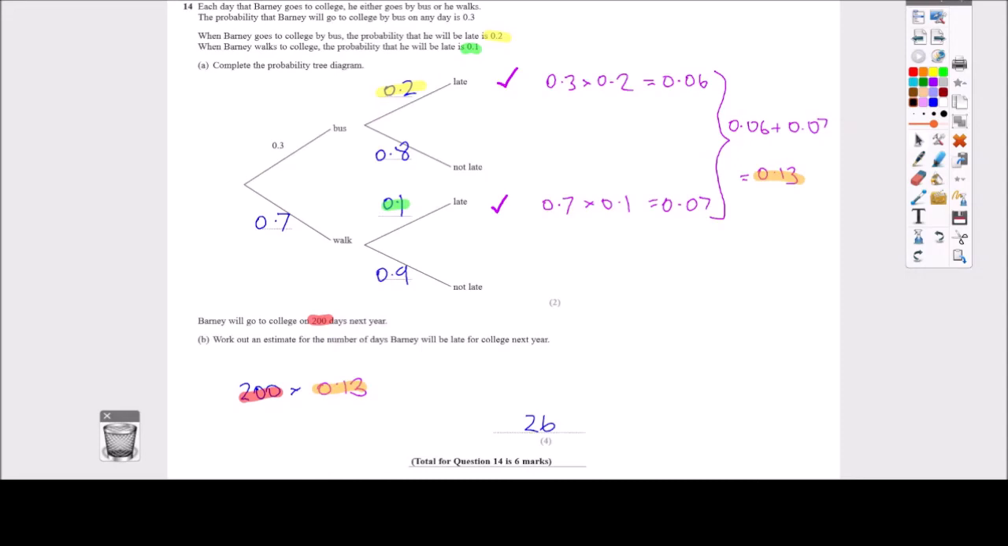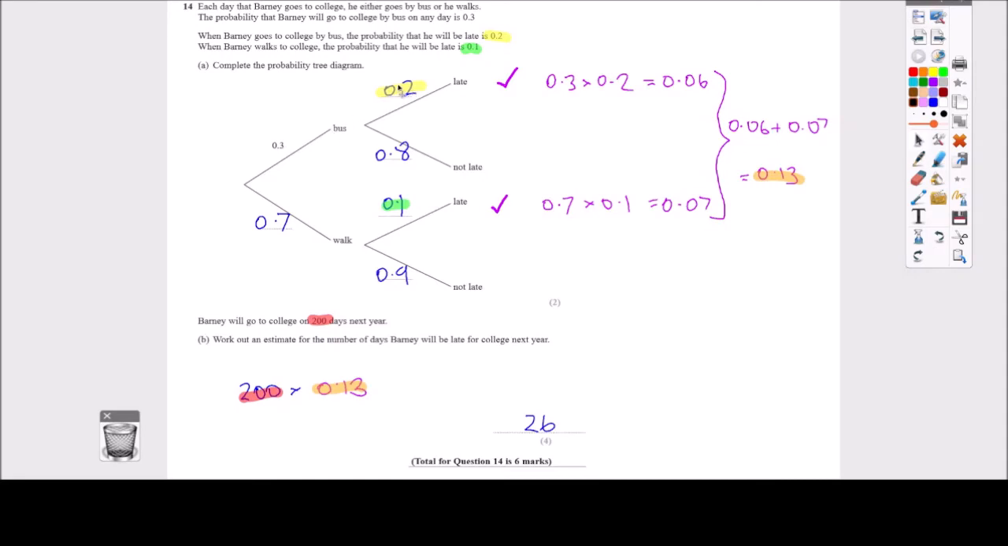Question 14. Now we're told that the probability of going by bus is 0.3. So therefore walking, which is the other option, must be 0.7 because these two have to add up to a whole. Now the question tells us that when he goes to college by bus, the chances of being late is 0.2. So there's my 0.2.